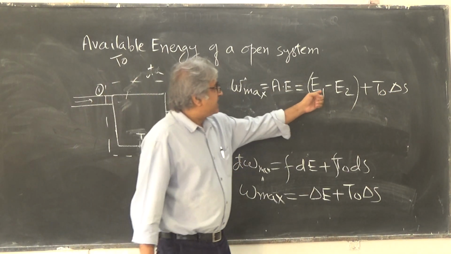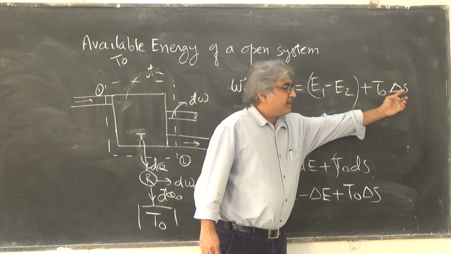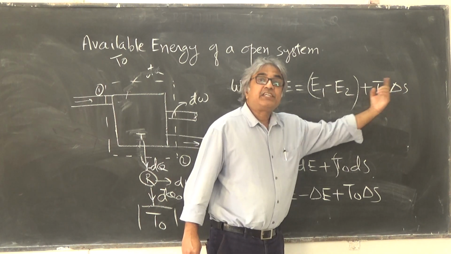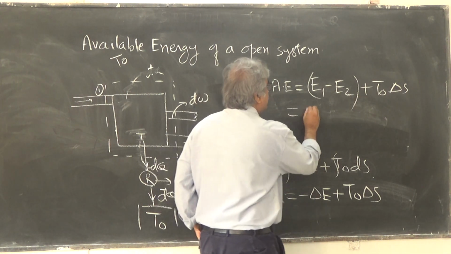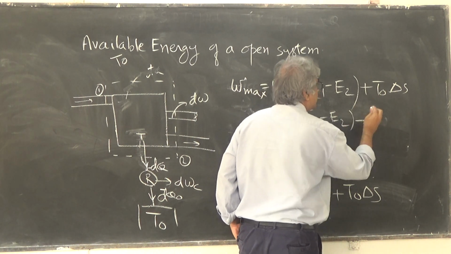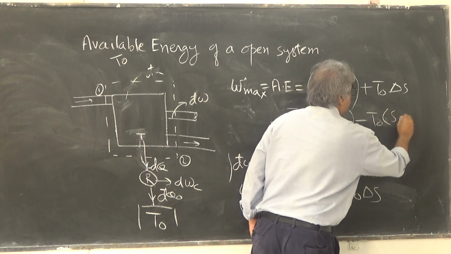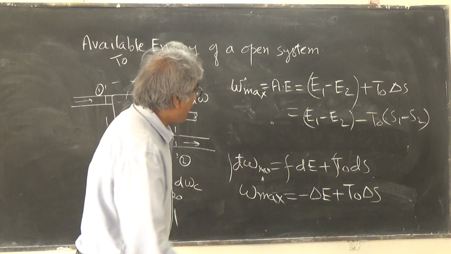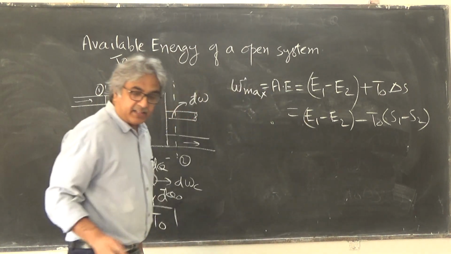Because here I am writing E1 minus E2, I would like to represent delta S, the change in entropy, also in a similar fashion as S1 minus S2. So all I have to do is take the minus sign. So I write E1 minus E2 and take minus out. So minus delta S will be S1 minus S2. Okay, so this is your expression for available energy.